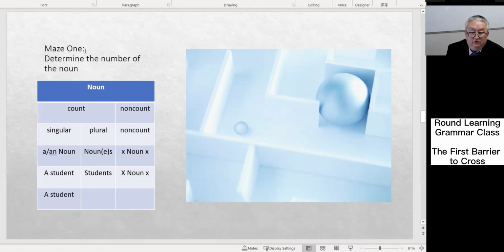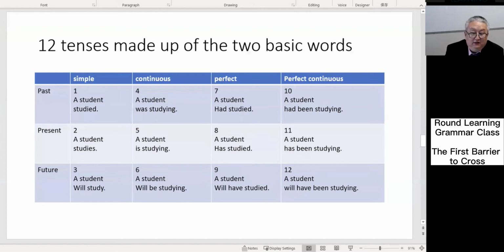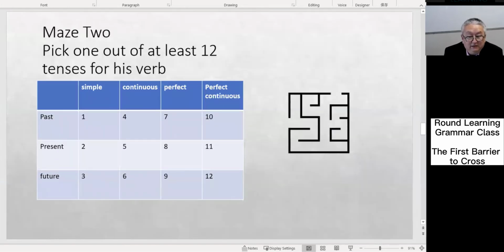So suppose that the student finally wants to talk about one student. He decides that the subject, the topic of his sentence, is going to be a student. That is only the beginning of the sentence. Then he has to go on to the second maze, maze number 2. That is, he has to be able to find out what his verb is, in this case, study. Then he has to tell the 12 different tenses. These are the basic tenses of the verb study. And to make the 12 tenses, there is a lot of engineering involved, all right?